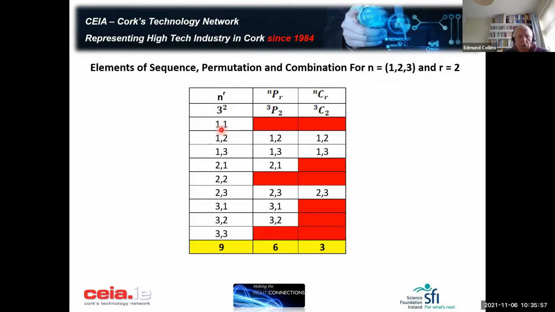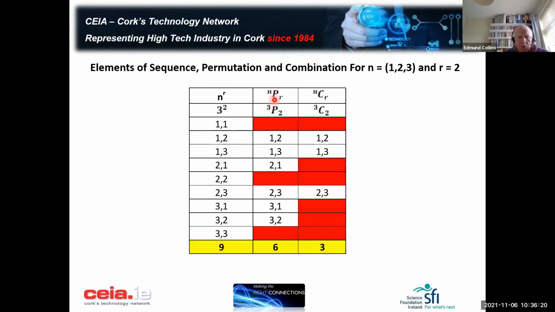So the elements are 1,1; 1,2; 1,3; 2,1; 2,2; 2,3; 3,1; 3,2; and 3,3. Now you can see here that duplicates are allowed here. So 2,2 is allowed. 3,1 is different to 1,3.